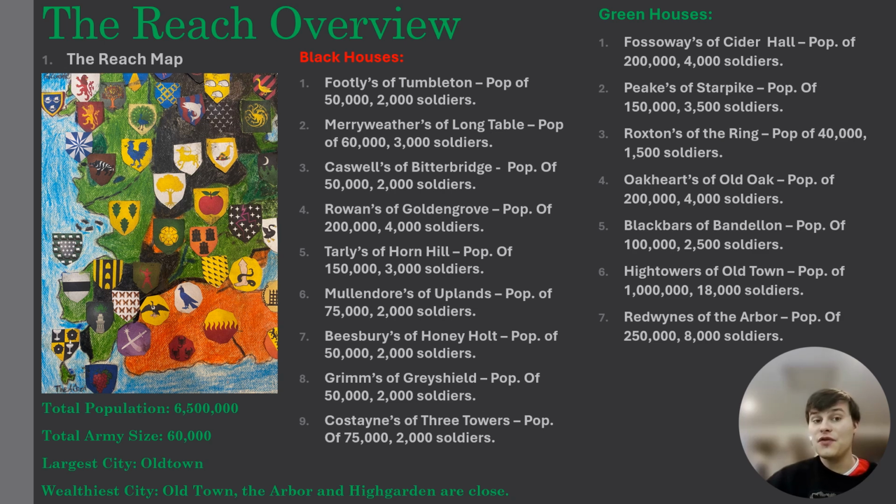And House Tarley is one of the few houses that has a Valyrian steel sword, Heartsbane. Moving down, we have the Mullendors of the Uplands. They are the butterfly sigil right below the Tarleys, the white background with the butterflies. Again, referring to that quote on page 430, the Mullendors join the Blacks. However, we do not know the exact reason as to why.